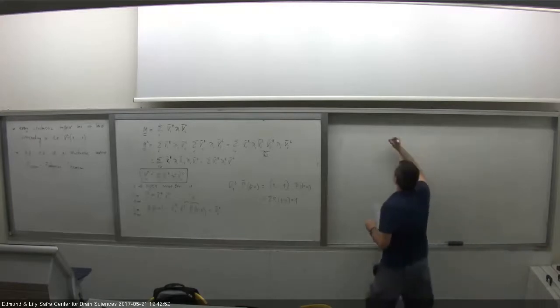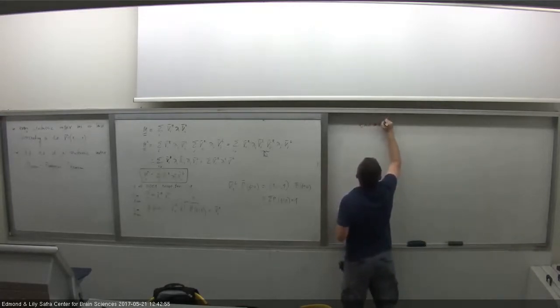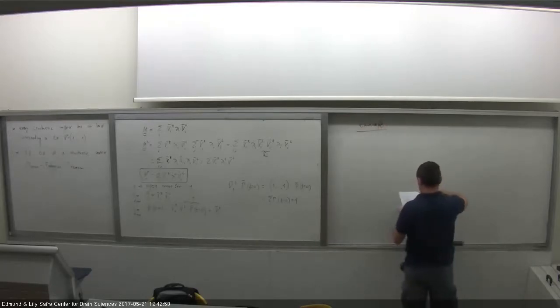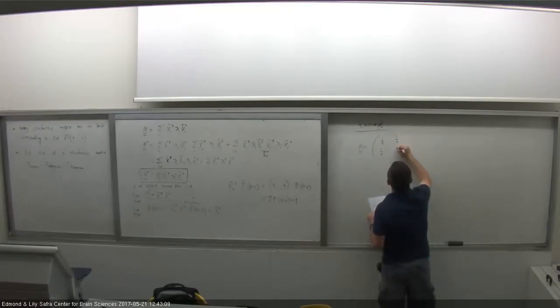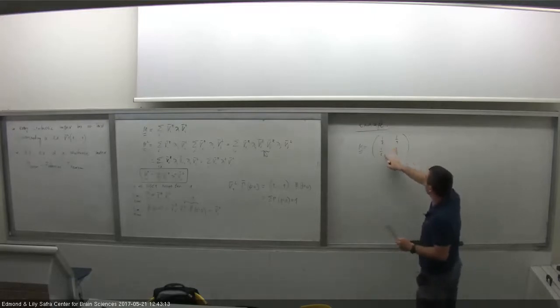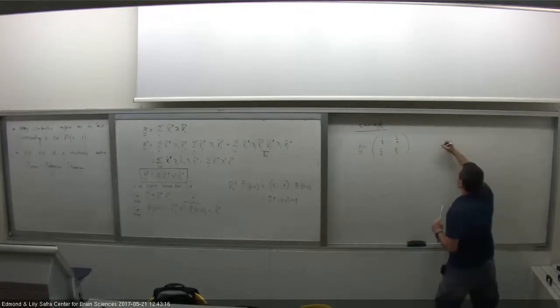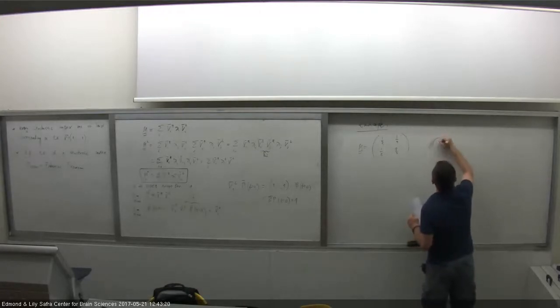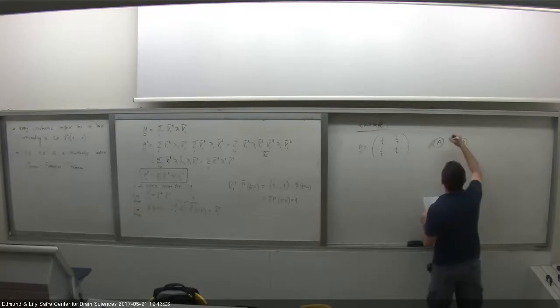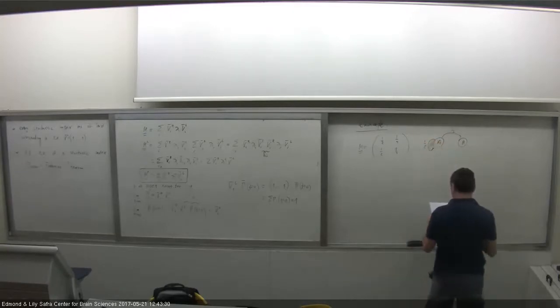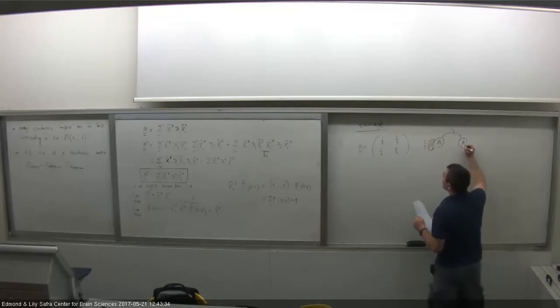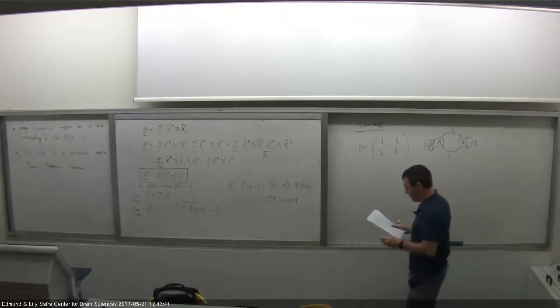Okay, so we have a simple example. The elements are 1/2, 1/2, 1/4, 3/4. This would correspond to a Markov chain with 2 states, A and B. The probability of transition from A to B is 1/2, and the probability of staying in A is 1/2. The probability of going from B to A is 1/4, and the probability of staying in B is 3/4.